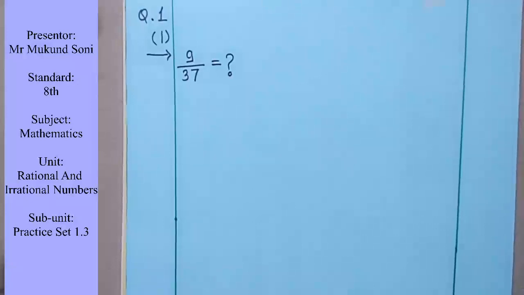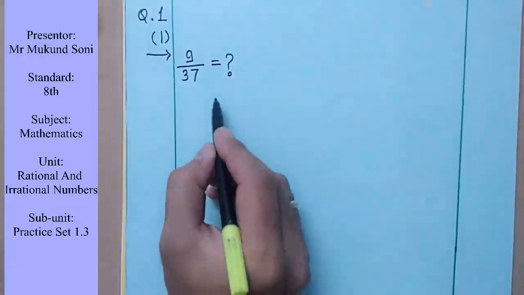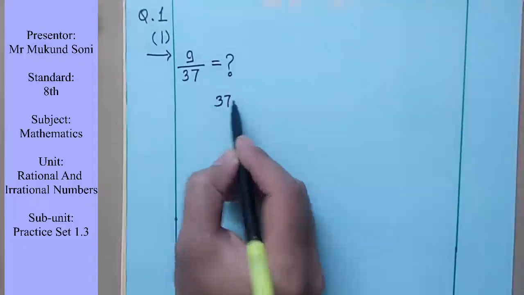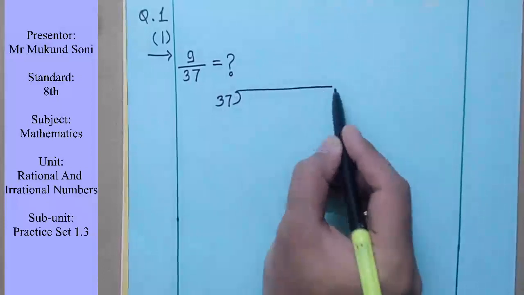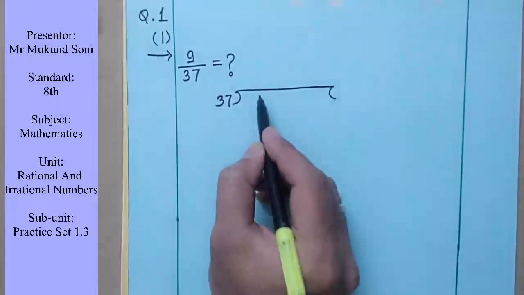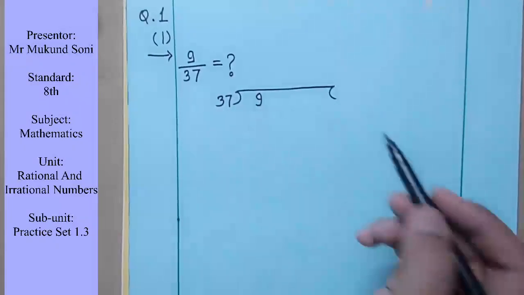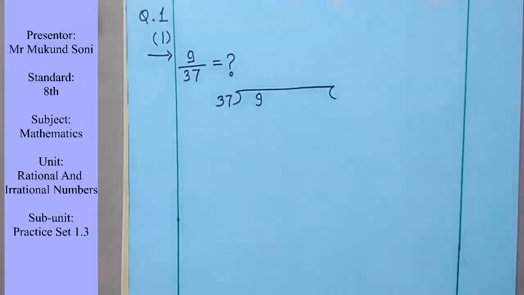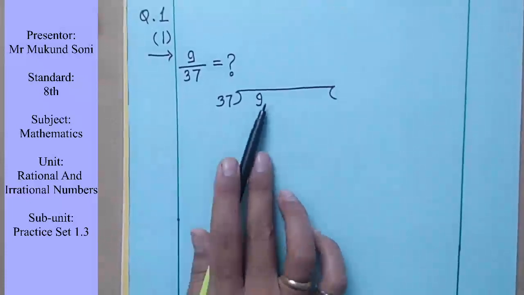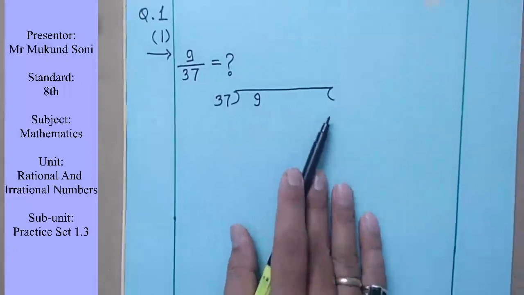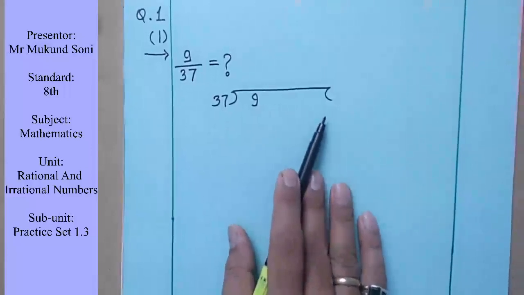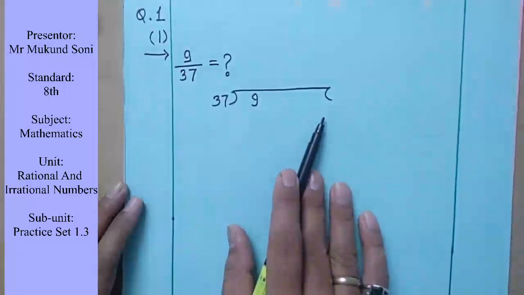Now to do so, we will need to divide 9 by 37. So 37 is the divisor, and 9 is going to be our dividend. So students, 37 is the divisor, 9 is the dividend. I kept some space to use while solving the question and finding the answer.